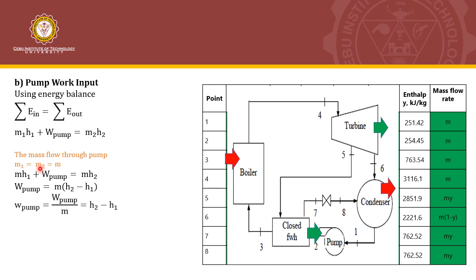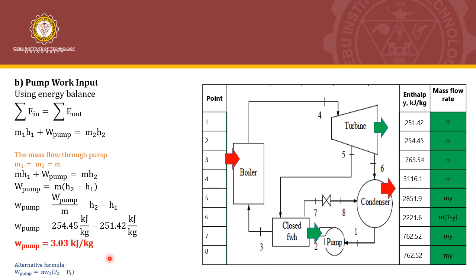In terms of energy per kilogram, we divide the equation by M so that we will have H2 minus H1. So the work of the pump is 3.03 kilojoules per kilogram. An alternative formula can also be used, using the specific volume at 0.1 multiplied by the pressure difference, P2 minus P1. So just in case you do not have the software. So that's how we compute the pump work input.